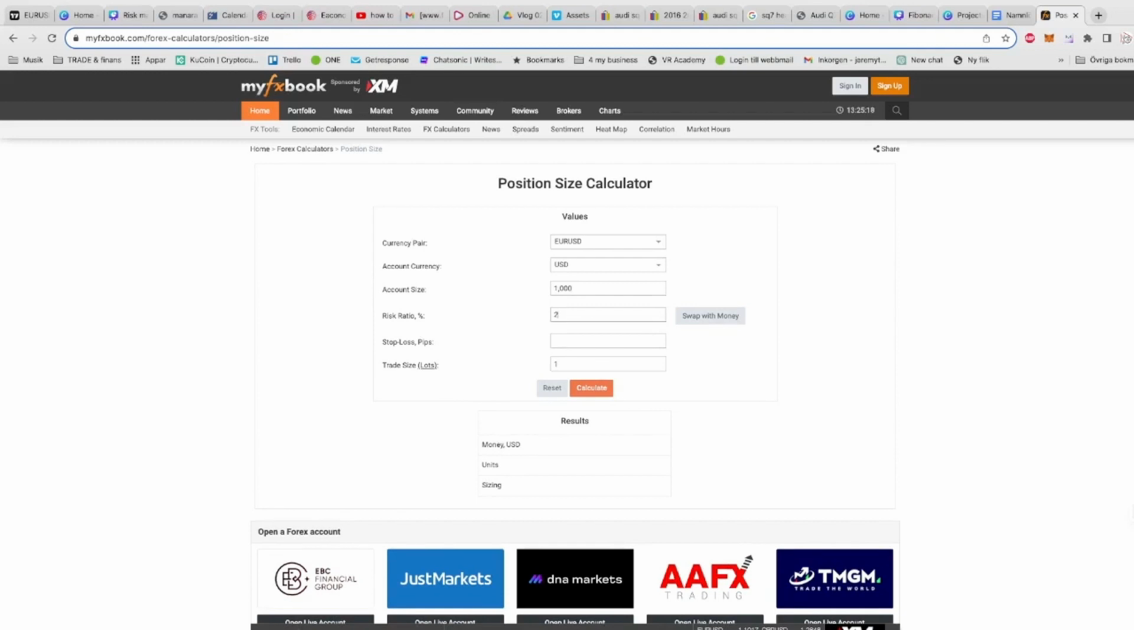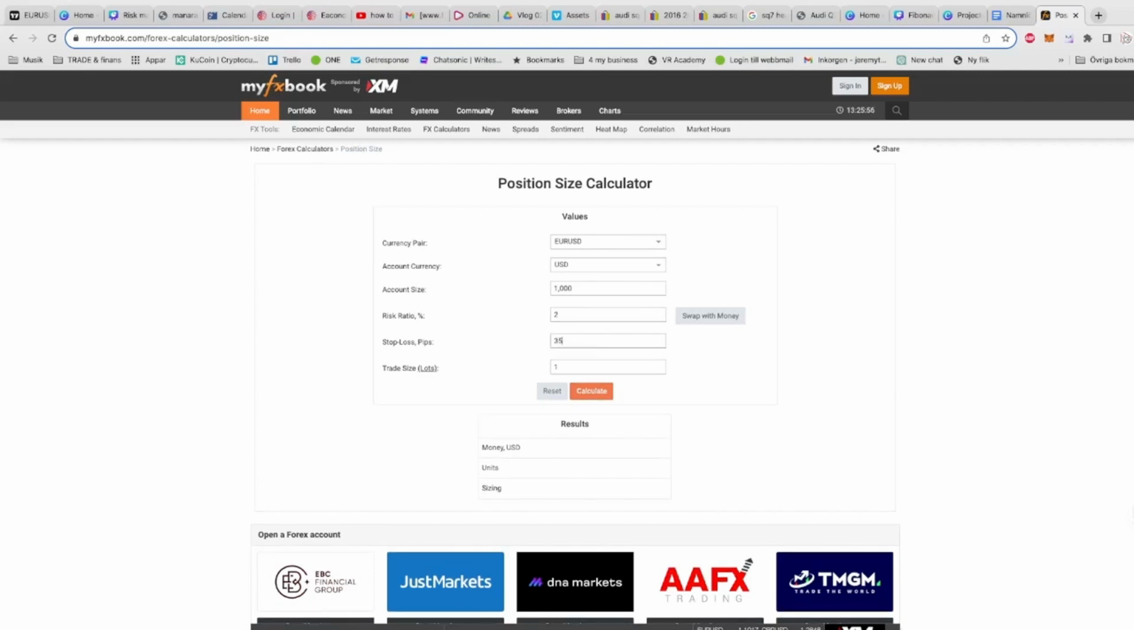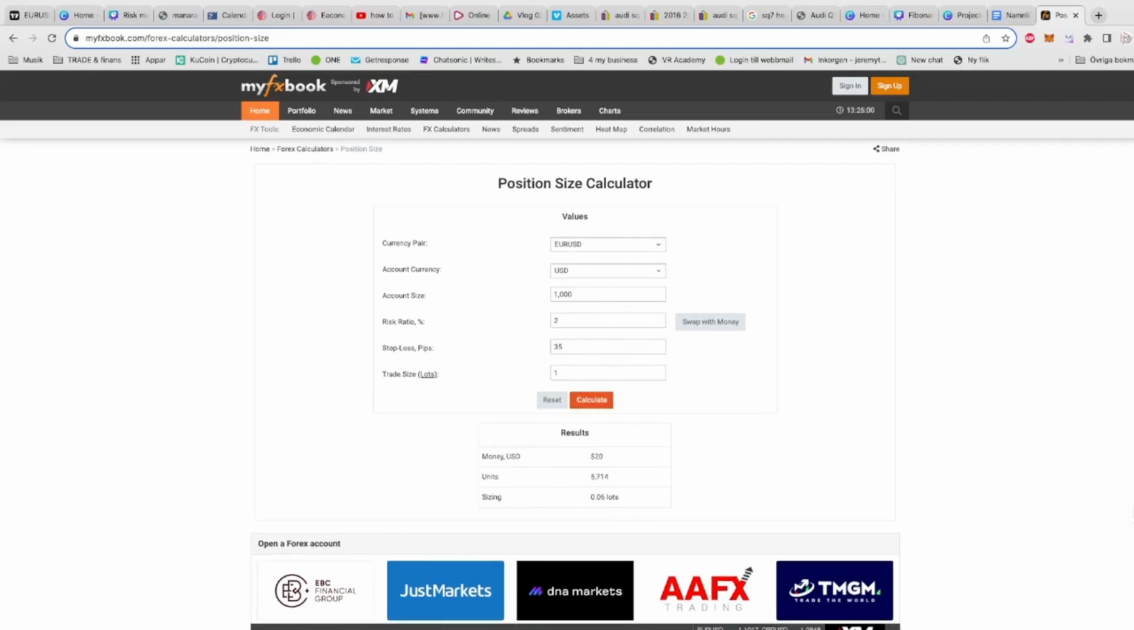Now, appropriate risk management is between 1 to 3%. Especially for beginners, I recommend 1 to 3%, but not more than that on every trade. If you're risking 1% per trade, it means you can take 100 losses before you blow your account. So in this particular trade, we have an account size of 1,000 and we trade with a 2% risk. Now let's say your stop loss is 35 pips. Now you press calculate and this is what comes out. You're risking 2% per trade, which means you're risking $20 from your $1,000 account.